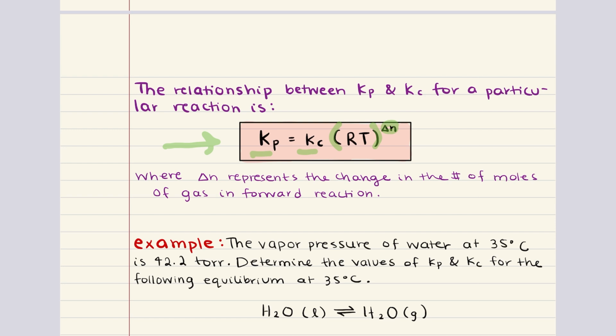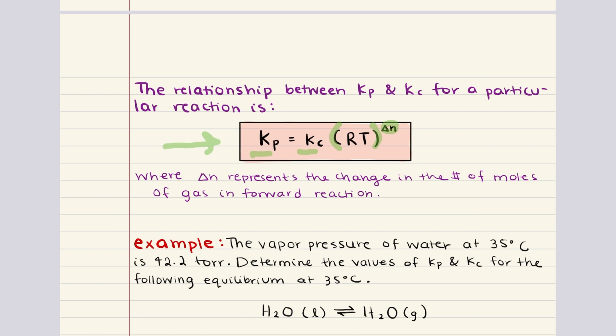And this is calculated as the difference between the total moles of gaseous products and reactants. This equation highlights how the equilibrium constants Kp and Kc are related through temperature and changes in the number of moles of gases. Understanding this relationship allows us to switch between Kp and Kc depending on the information available. So for example, if we know the concentrations of reactants and products, we use Kc. If we have their partial pressures, we use Kp.